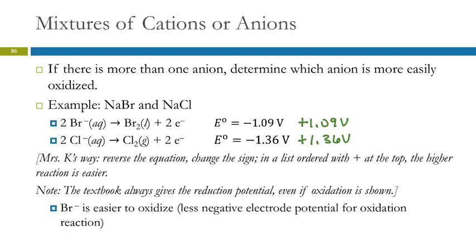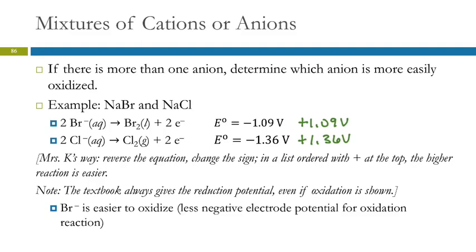So which one is easier to oxidize? This is going to be the bromide. So the bromide requires 1.09 volts. The chloride requires 1.36 volts. So I've got there in brackets.